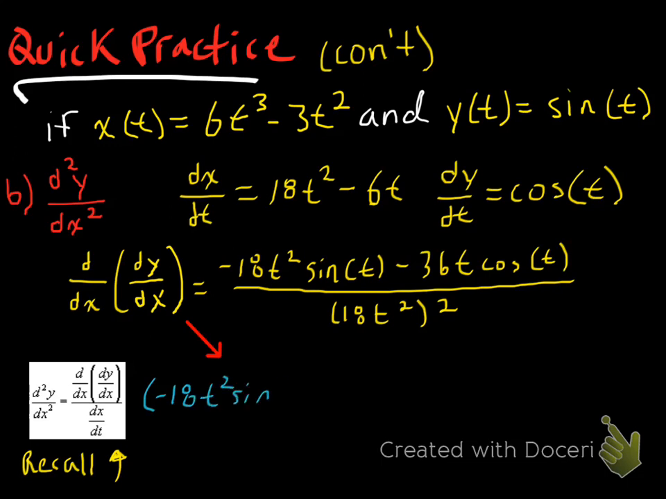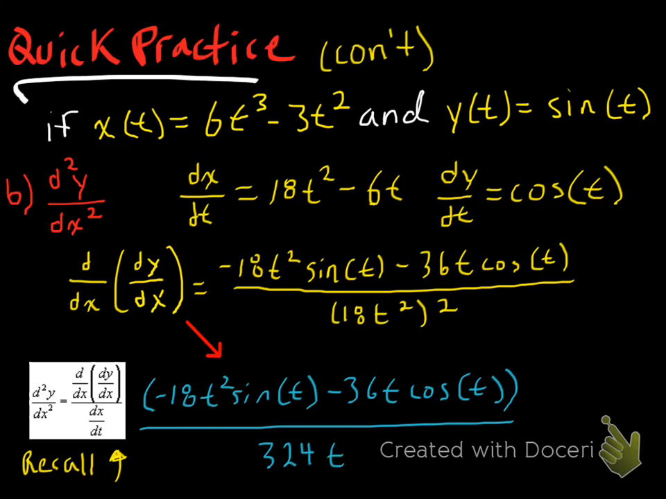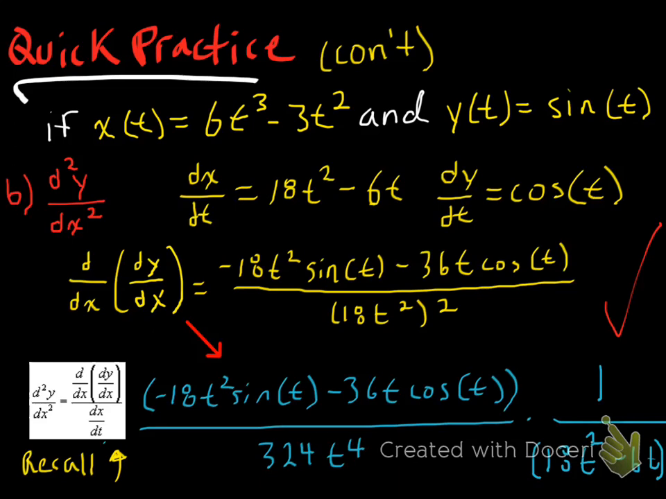So I'm going to rewrite that expansion, and instead of dividing by dx over dt, because it's a fraction, we can just multiply it by the reciprocal, which is simply multiplying the expansion on the left by 1 divided by 18t squared minus 6t, and that's the correct answer in non-simplified form.